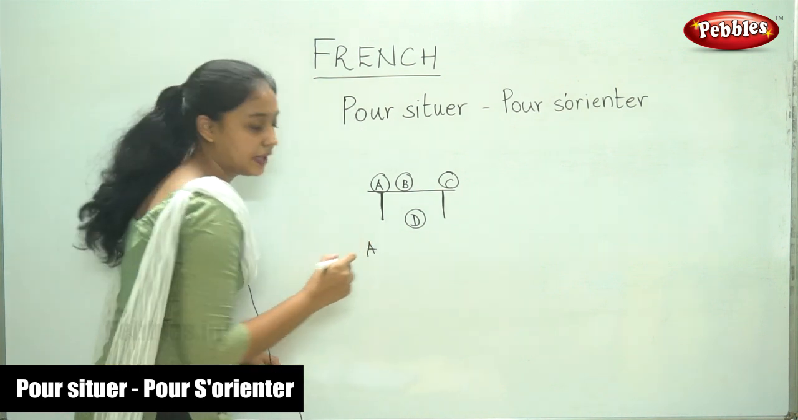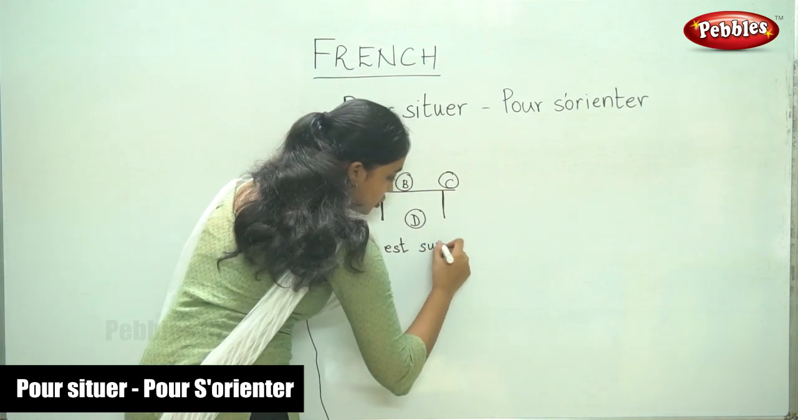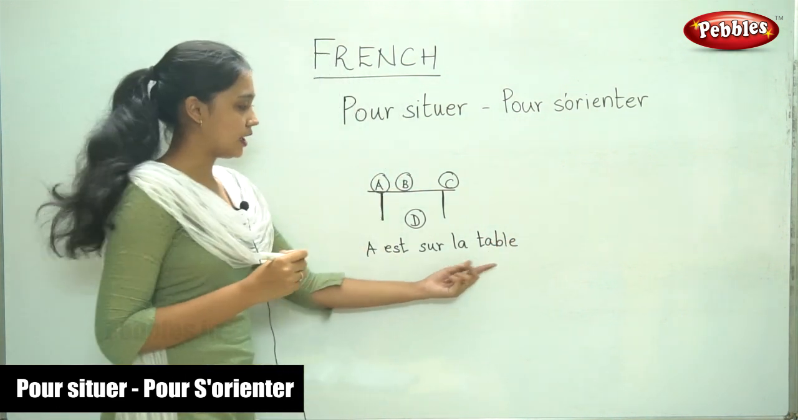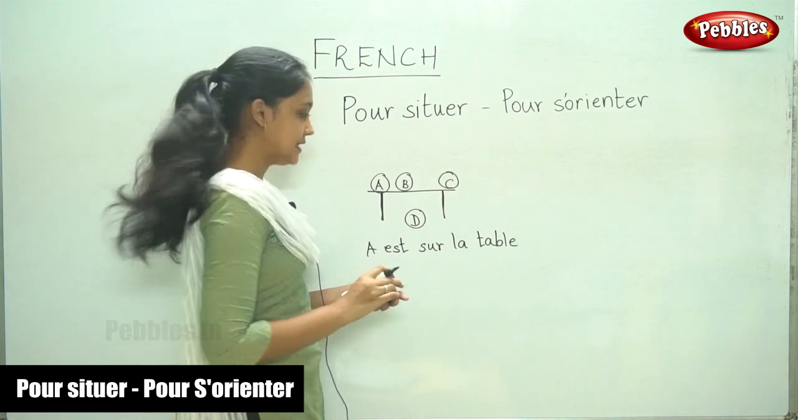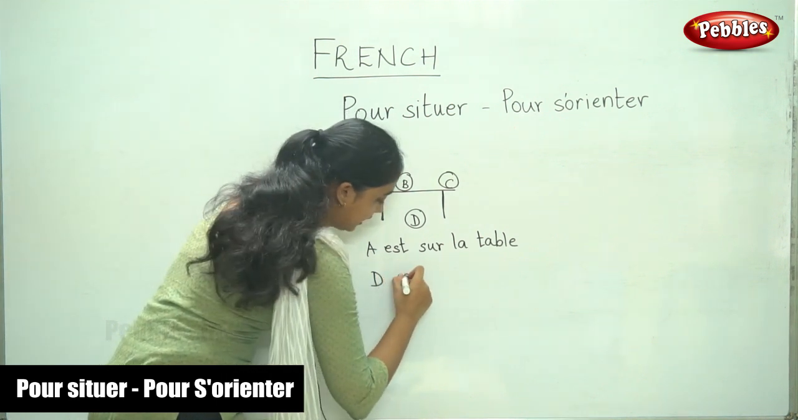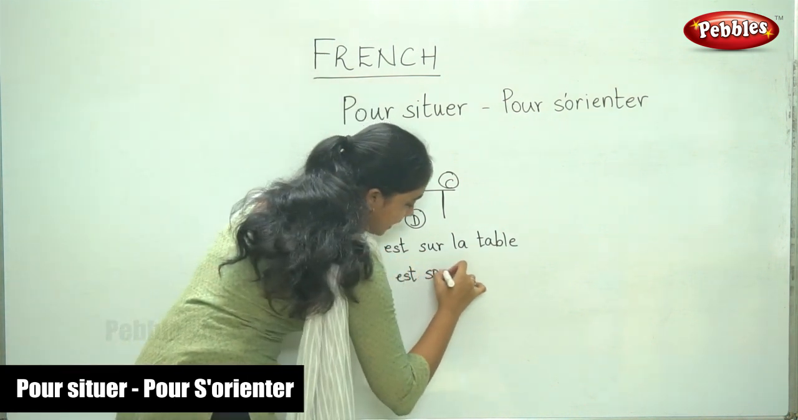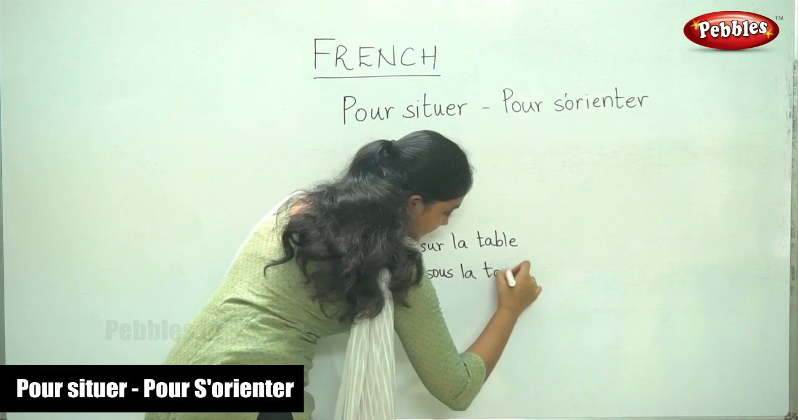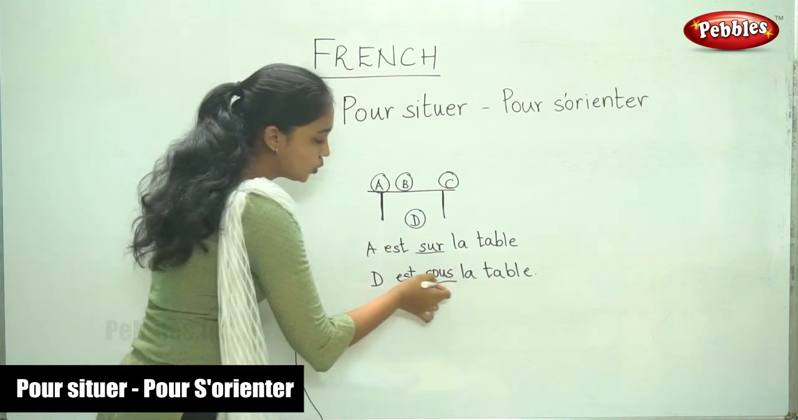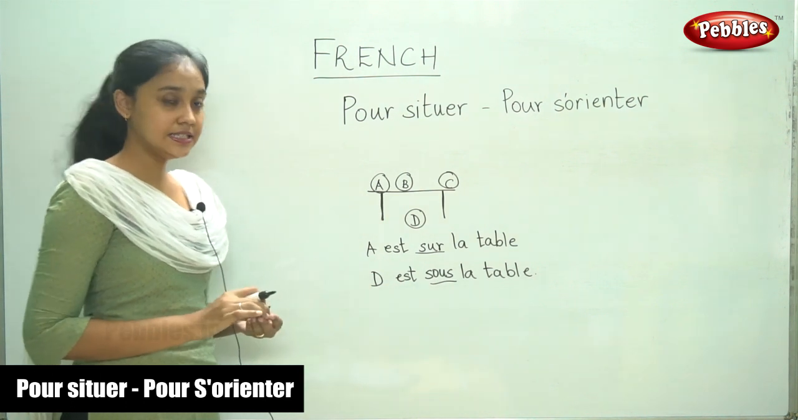A on the table. You would say sur la table. A est sur la table. A is on the table. Next, we say about D. D est. So you want to say under. So you say sous la table. So A est sur la table, D est sous la table. So A is on the table, D is under the table.